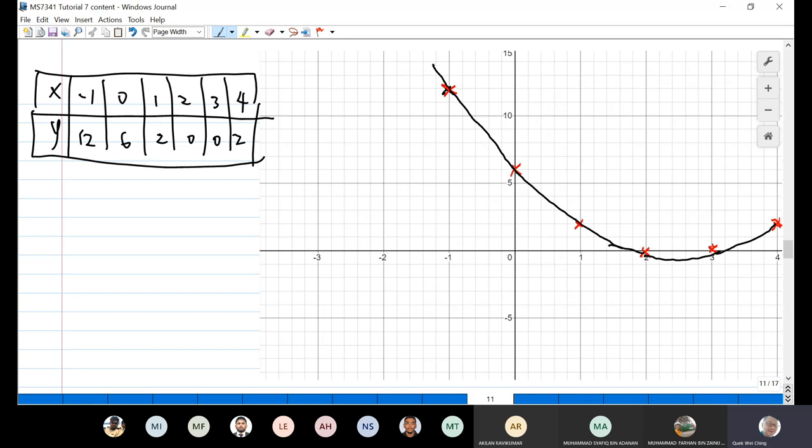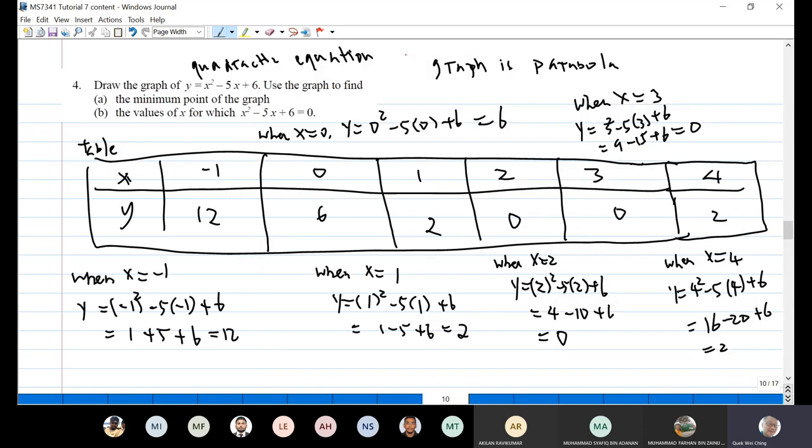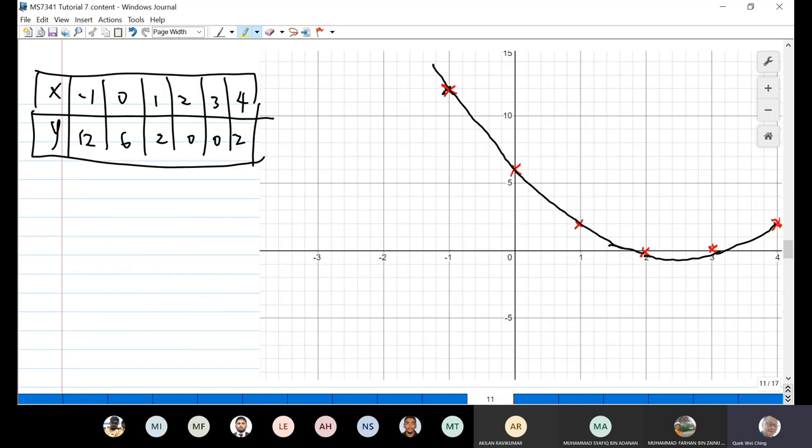what does the question want to find? If you go back to look at the question, the first part of the question is the minimal point of the graph. What does it mean, a minimal point of the graph? It's the lowest point of the graph here. You can see from the diagram, somewhere between 3 and 4, the middle here, 2.5.